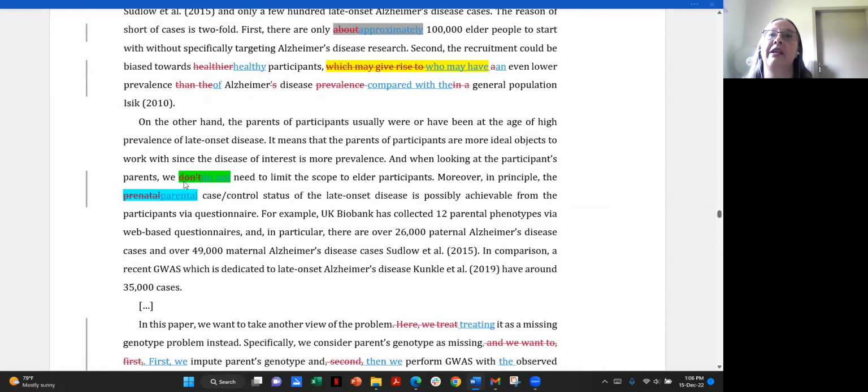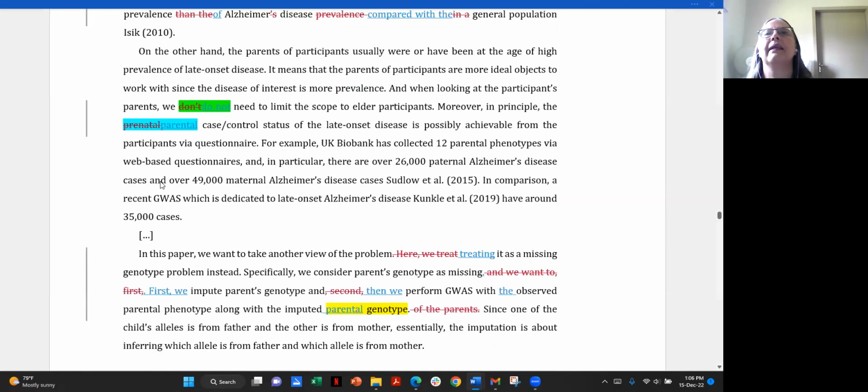Here's the example of something that's informal. They've said we don't need to limit the scope. I've changed that to we do not need to limit the scope. And then finally here's an example of a typo, which is still a proper word. So the whole way throughout this paper, they've talked about parental genotypes. However, there's been a typo here where they've talked about a prenatal instead of parental. Prenatal, as we know, is a proper word in English, but it's definitely the wrong word in this case. And that's definitely something that an editor would pick up and change for you.